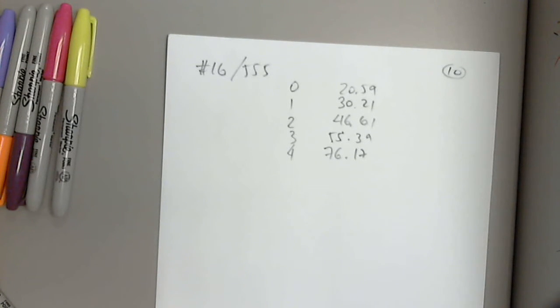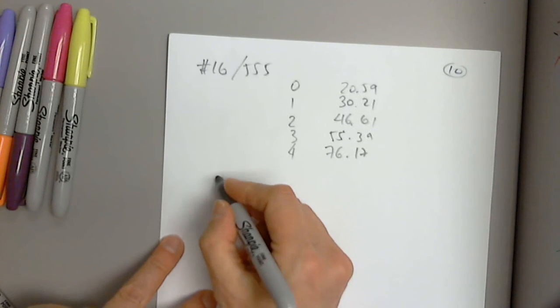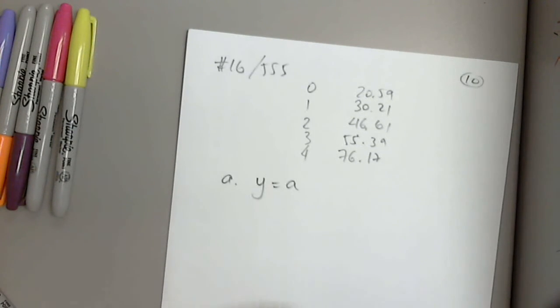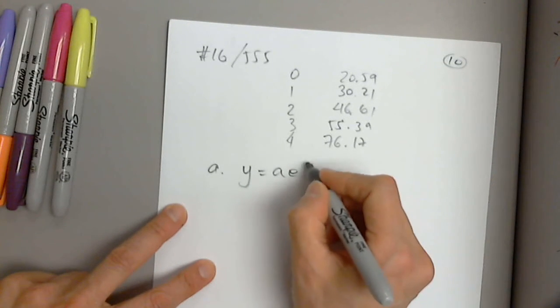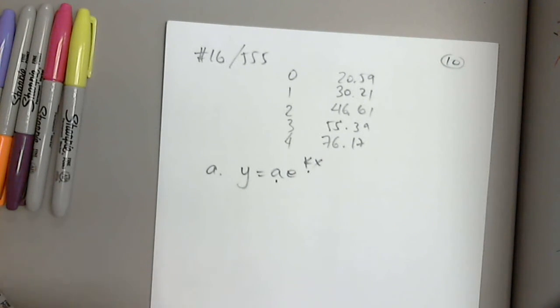It says find the exponential regression curve for this one. So y will be a e to kx. The exponential regression curve will give us a coefficient and x to the power. So in the list, I'm editing the list. You go back up to list L1 and just clear and enter. Go back up to list L2, clear and enter. So the first one was 0, 1, 2, 3, 4.